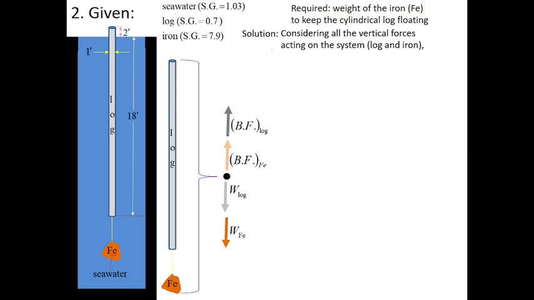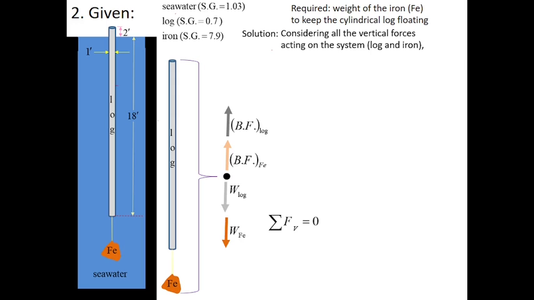The buoyant force of the log. The buoyant force with regard to log. This one, also upward, because there is a force pushing it upward due to the water. Likewise here, there is a force pushing the iron because of the water. So, that force is buoyant force, for iron and log. And then, no more forces. Those are the only vertical forces acting on the system.